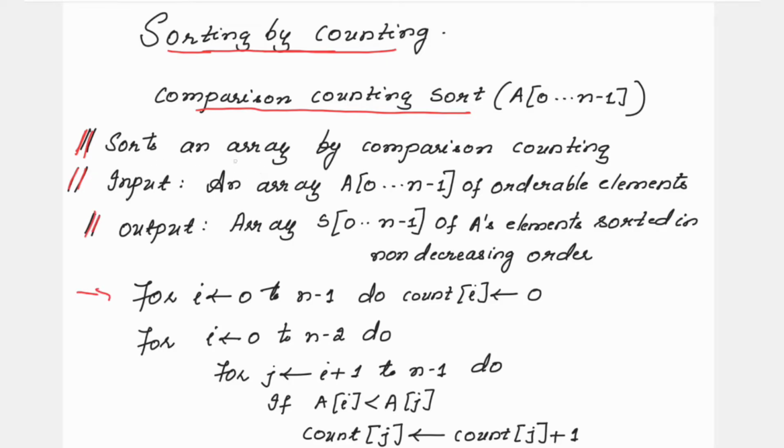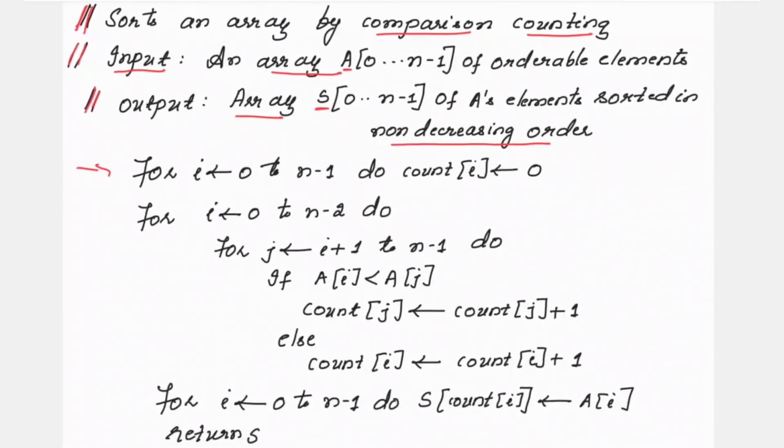The very first comment says it sorts an array by comparison counting. So the logic is comparison counting. What exactly is comparison counting? I shall explain in detail with an example. I'll trace the pseudocode and show you all the steps carried out in this algorithm. The input is an array A of n elements, and the output is an array S of n elements in non-decreasing order.